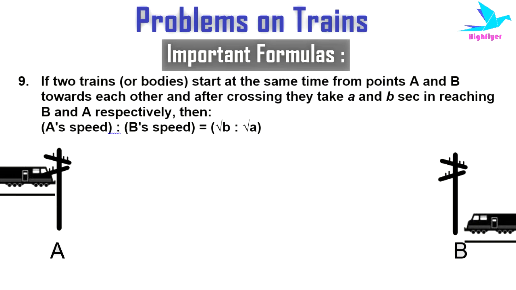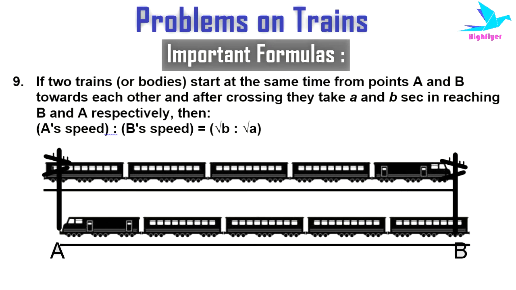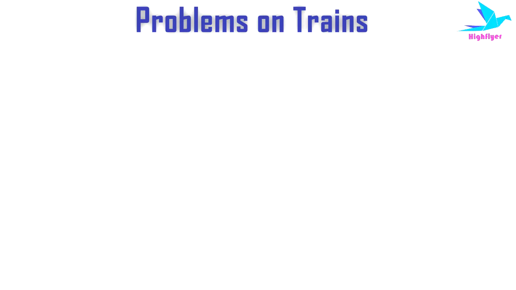Next formula. If two trains or bodies start at the same time from points A and B towards each other and after crossing they take a and b seconds in reaching B and A respectively, then A's speed is to B's speed equals root b is to root a. Now let's see some examples.